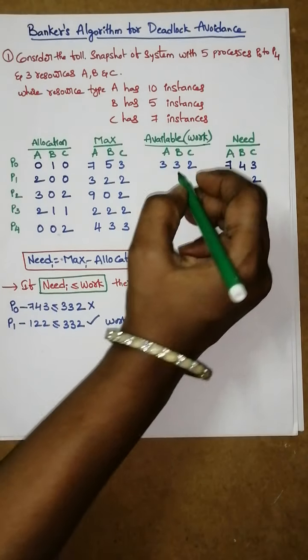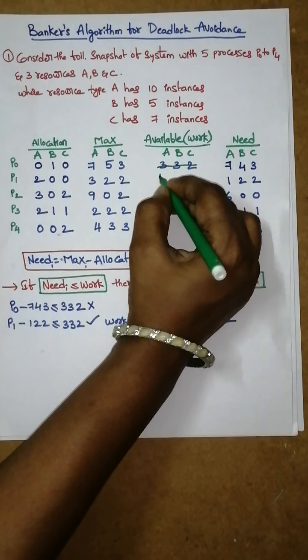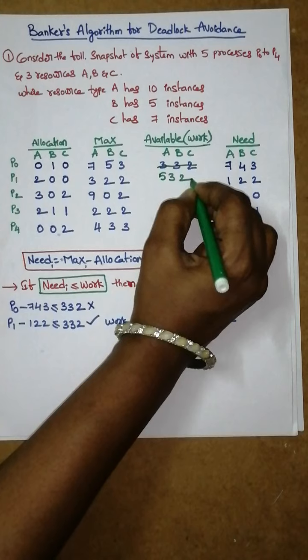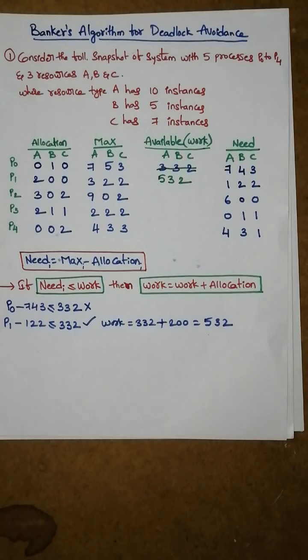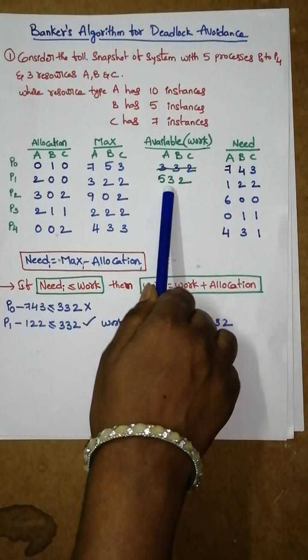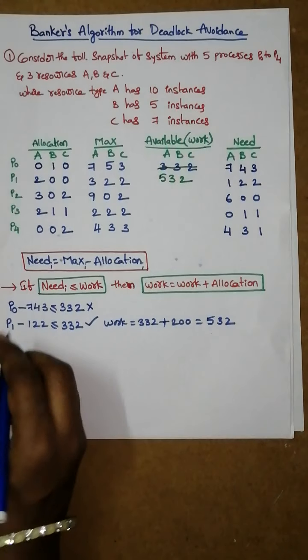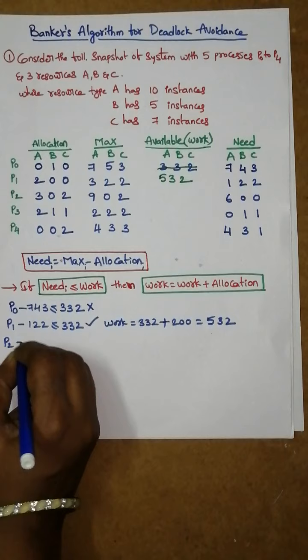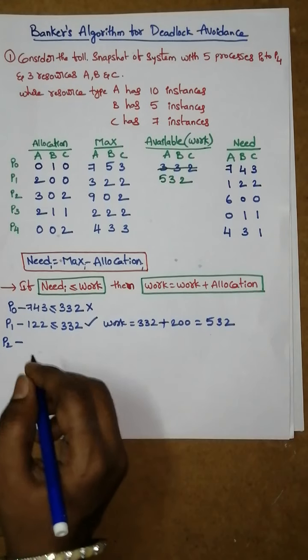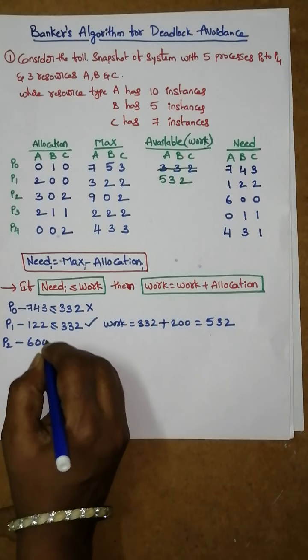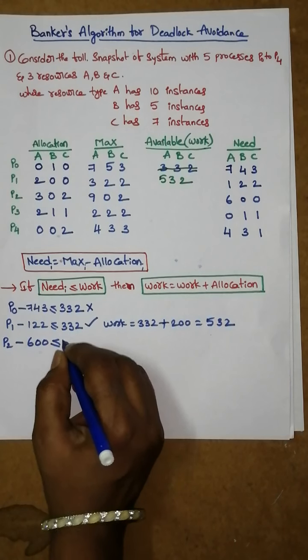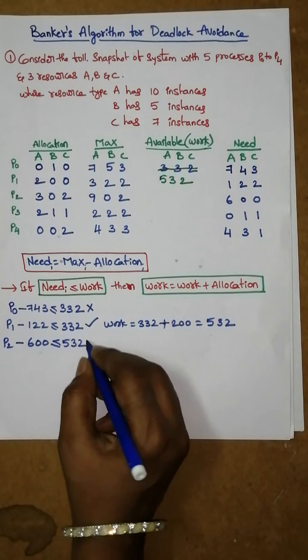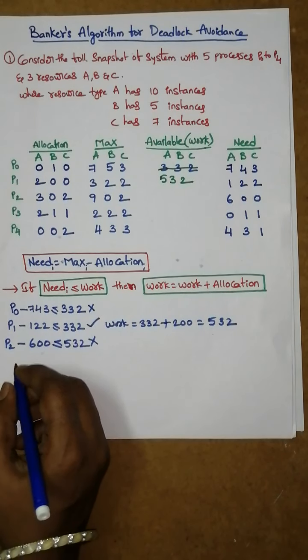So let's update that value. 532. So this is my new available. Now what I have to do is see who is asking for less than 532. Let's take the next process, that is P2. P2's need is 600. Is 600 less than or equal to 532? No, it's false. So we should go to the next process.